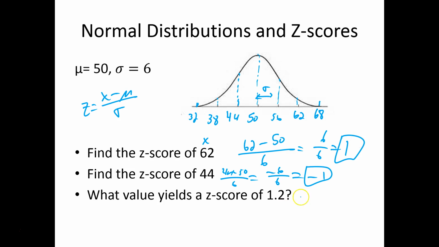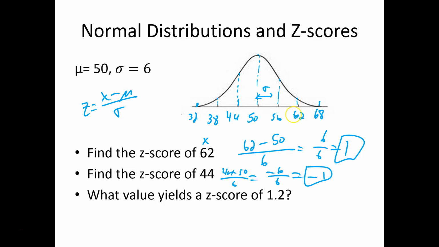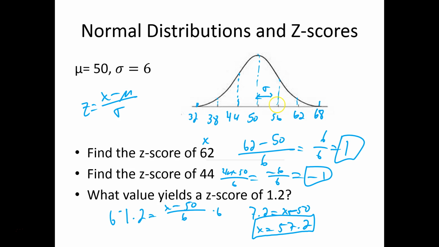Then I ask, what value yields a z-score of 1.2? So we know the z-score this time. It looks like our value should be somewhere between 56 and 62. Maybe something like 57 or 58. Let's find out. So we have 1.2 is equal to x minus the average, which is 50, divided by the standard deviation, which is 6. I'm going to multiply both sides by 6. Then I'll have 7.2 is equal to x minus 50. And then we add 50 to both sides, so x is 57.2. Like we said, that is just beyond 56.